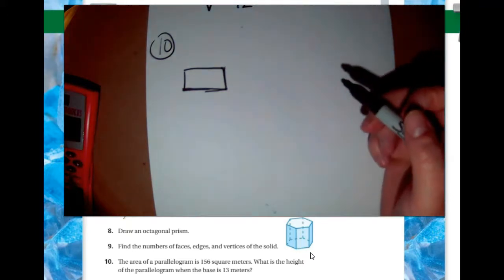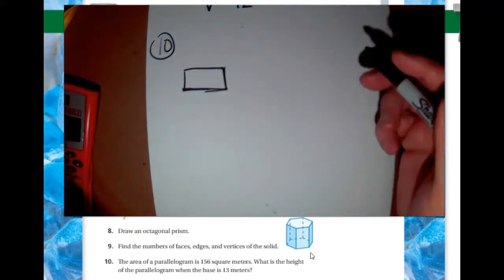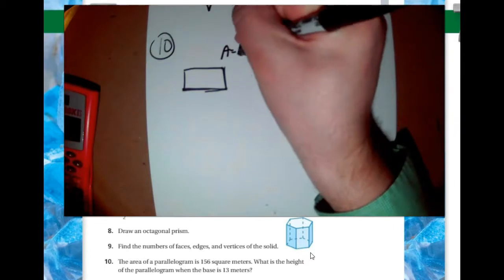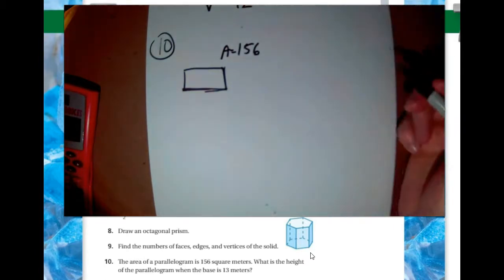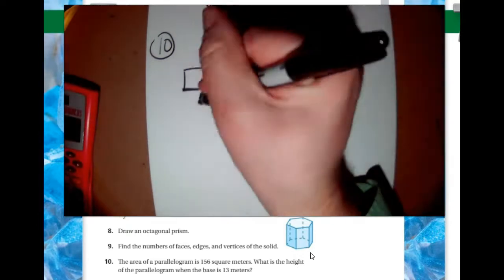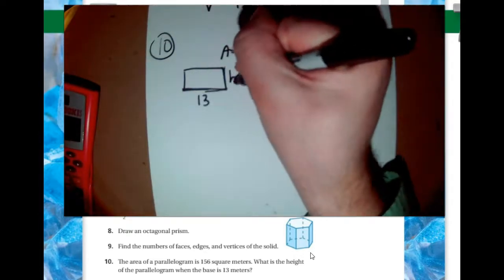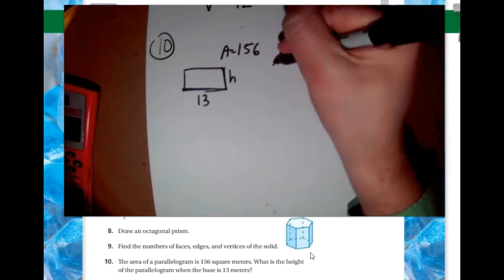It says the area is 156 square meters. Area is 156. The height is unknown, and the base is 13. So there's my base, 13. The height is unknown. I'm just going to use my area formula.